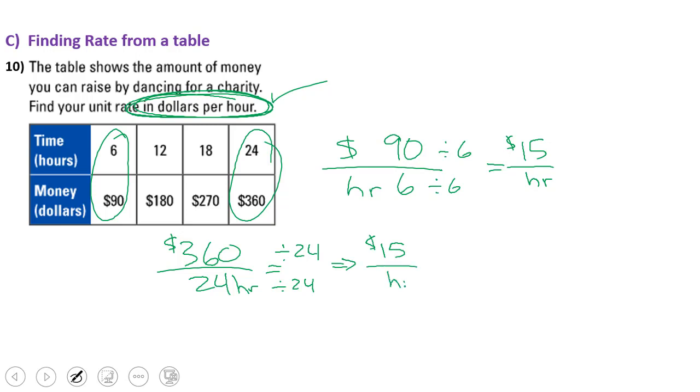So when they have a ratio table, it doesn't matter which ratio you choose to find the unit rate. All you got to do is divide by that denominator.